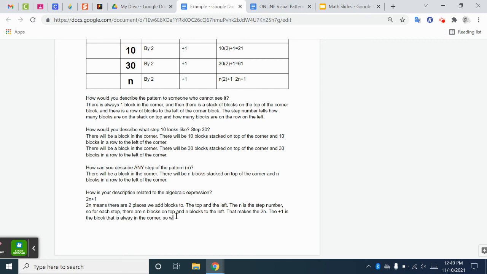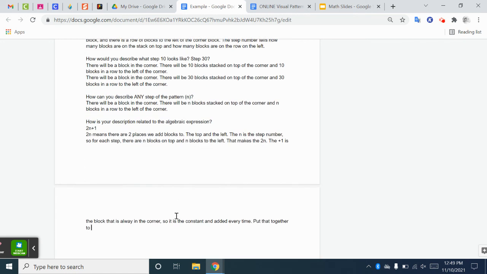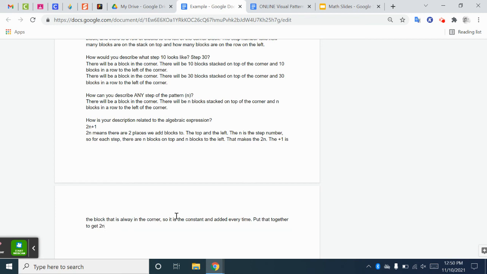So the plus 1 is the block that is always in the corner. It is the constant, and we add it every time. Put that together, and we get 2n plus 1. The 2n is the two places we put the blocks, and the plus 1 is the block in the corner. Sorry that I got distracted by the airplane mode, but there it is. That's the video.